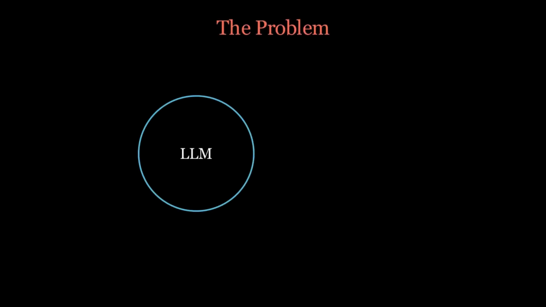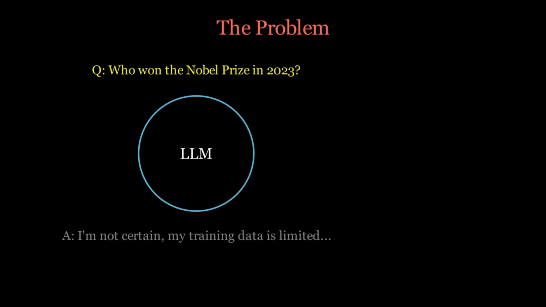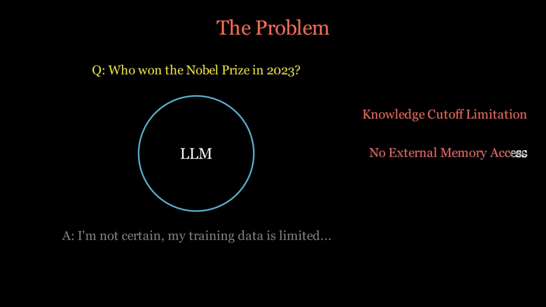The knowledge of language models mainly depends on their training data. If a query is about recent information, the model can't answer. So we can say that they have a knowledge cutoff limit. And also they lack external memory access, and their knowledge base is static once trained. No updates are possible.